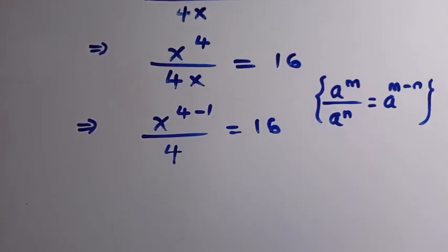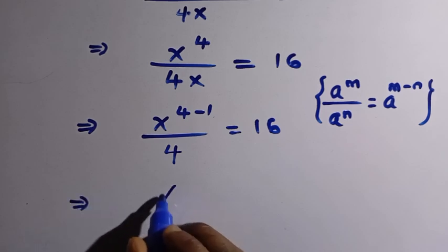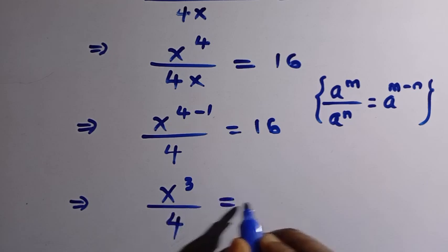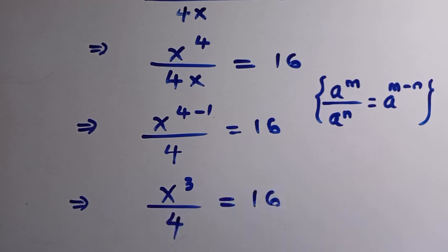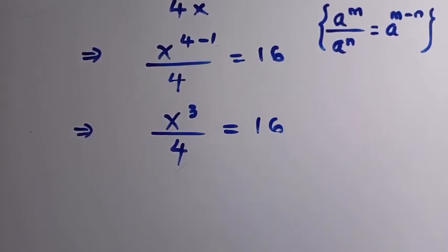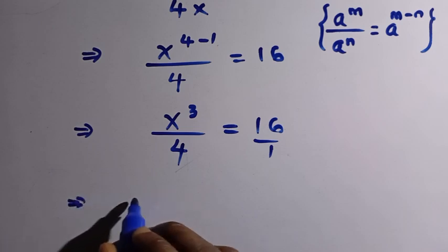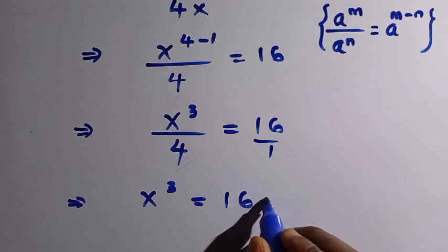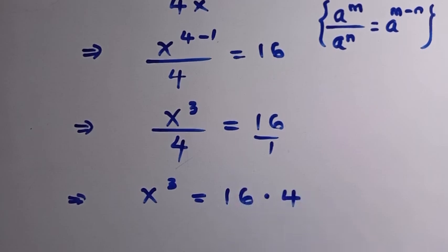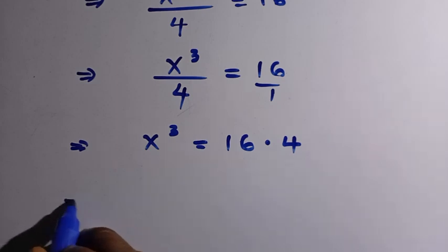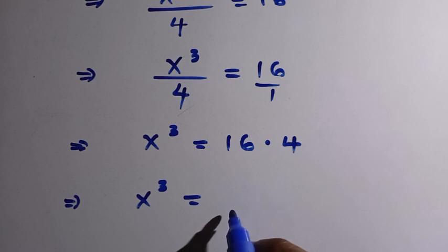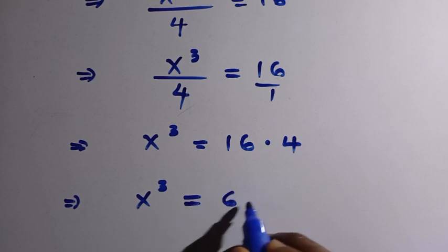Then we have this as x raised to power of 3 divided by 4 equals 16. And by cross multiplying, so here is over 1, this becomes x power of 3 equals 16 multiplied by 4. Then we have x power of 3 equals, so 16 multiplied by 4 gives us 64.